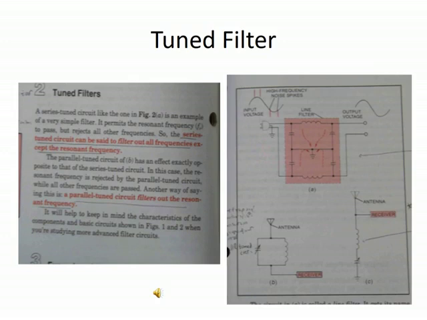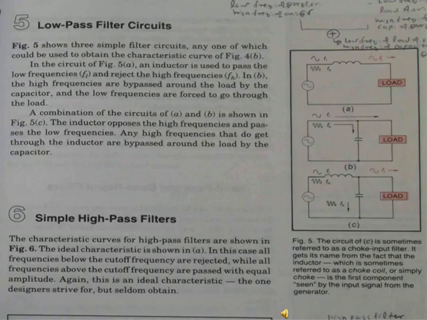The next one is the low pass fader and the high pass fader circuit. A low pass fader allows only low frequencies to pass and the high frequencies are eliminated. Those are the low pass fader circuits. The next one is the high pass fader. A high pass fader allows only high frequencies to pass, and all the low frequencies are eliminated. Those high pass and low pass fader circuits are expressed in the diagram.